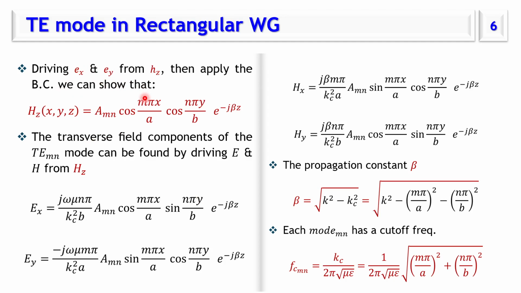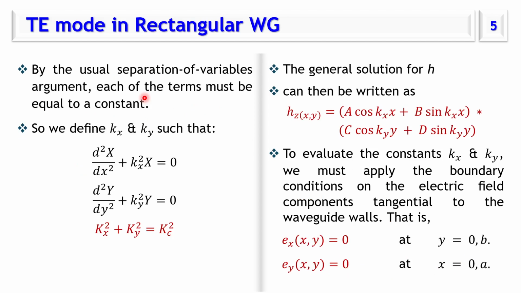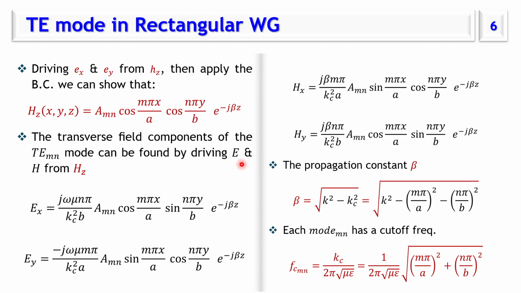Applying those boundary conditions on the expression for Hz, we can find the values for kx and ky to be as such. This parameter depends on the amount of power, so it would be the magnitude of the signal, and those two parameters kx and ky shape the configuration or the distribution of the field. So this is Hz.